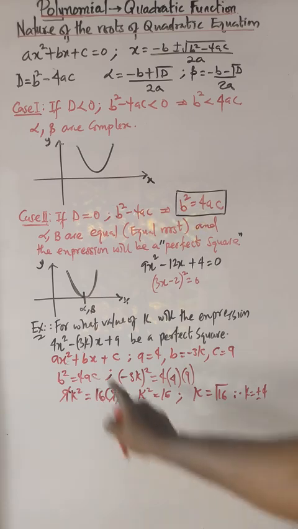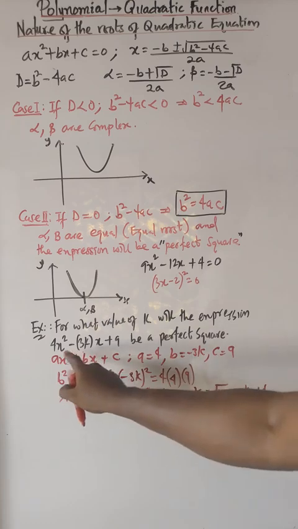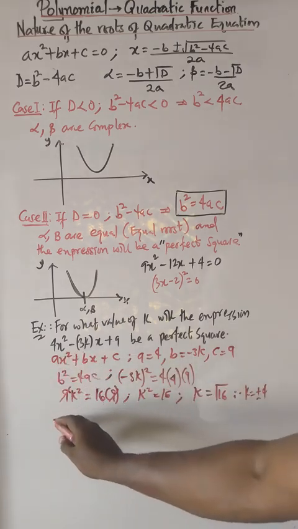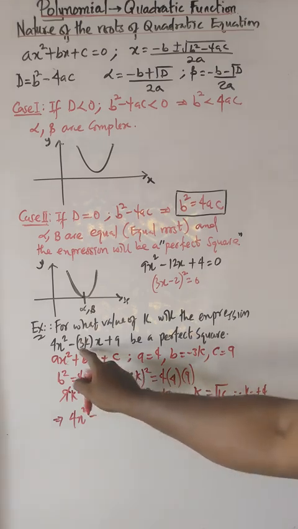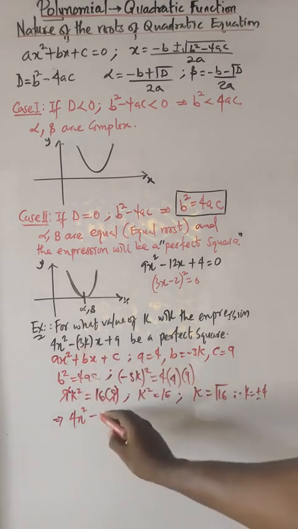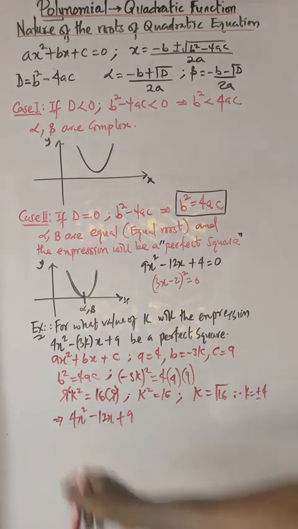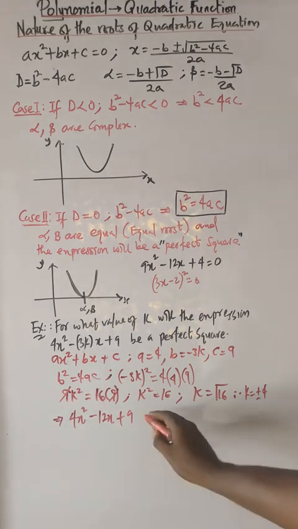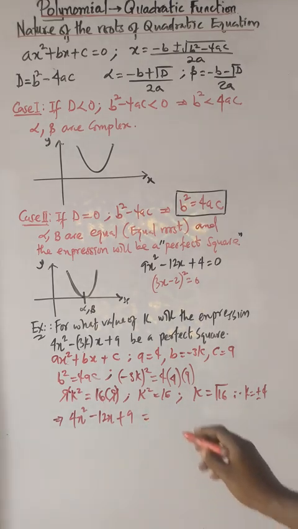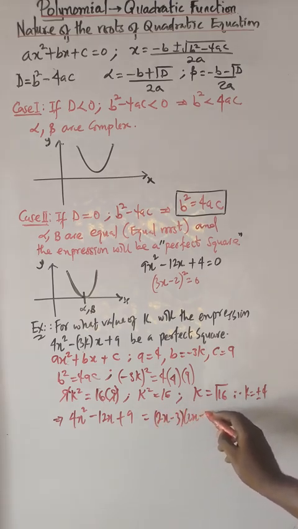When k is 4, this equation becomes a perfect square. Let's try it. Let's put 4 here. So I'll have 4x squared minus, you have to use 4, 3k means 3 times k, 3 times 4, 12, plus 9. If we use the factorization method to factorize this, which we've done in our previous lessons, we are going to get 2x minus 3, 2x minus 3. This is what you get.